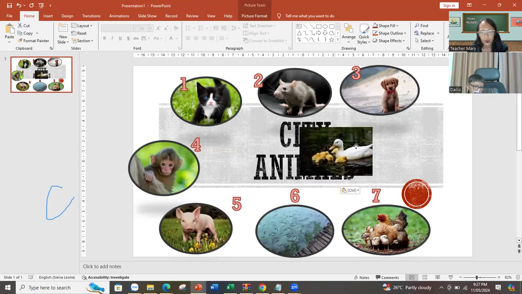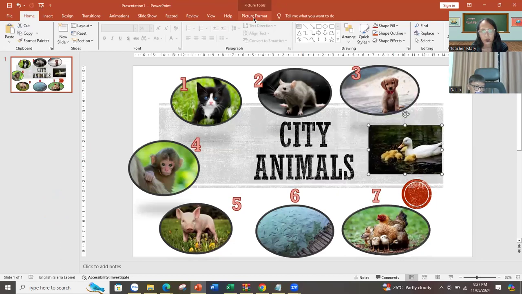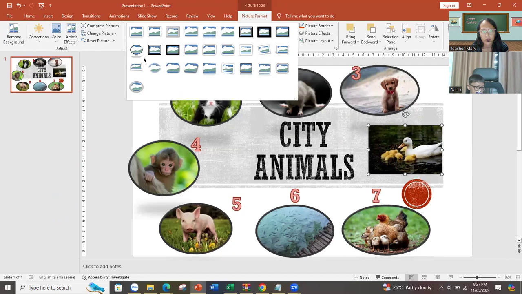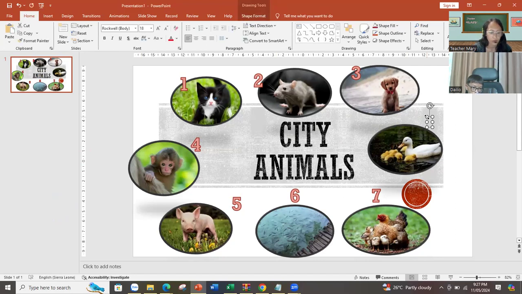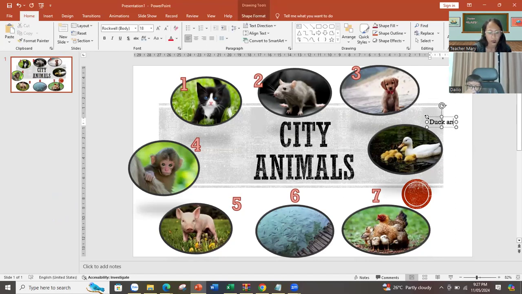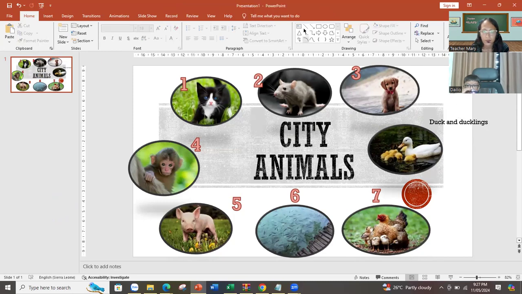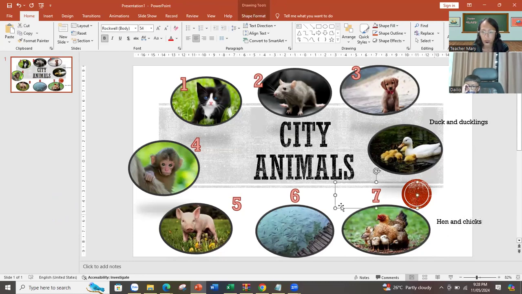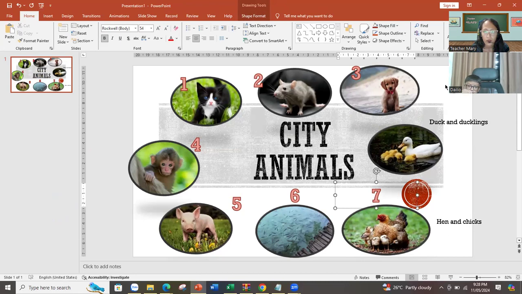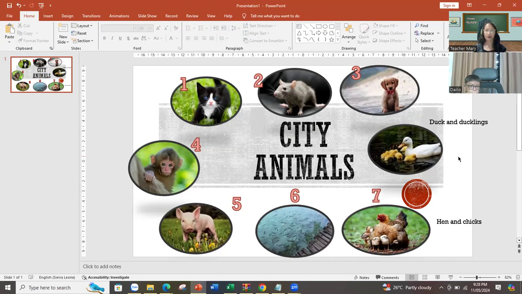So this is now your mommy duck with its ducklings. Now do not forget, okay? I'll write it here. So this is duck and ducklings. Now this is hen and chicks. The baby are called chicks. Okay, are you ready? You can present now.